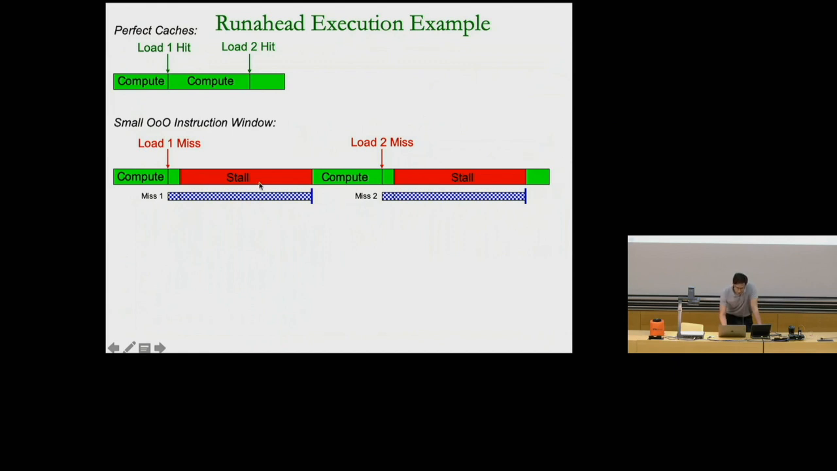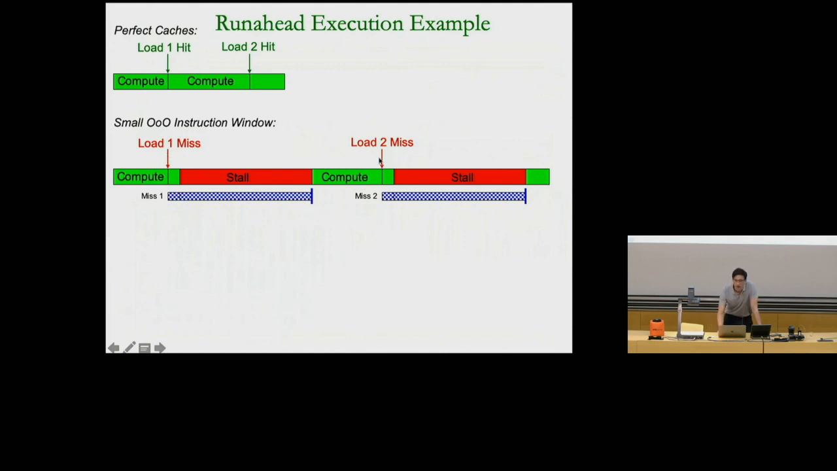So as you can see here, most of the time the CPU is not being productive. The CPU is idle because there are no more instructions to execute. The rest of the instructions are dependent on the load instructions, the load that is missing in the cache here, and this load too.